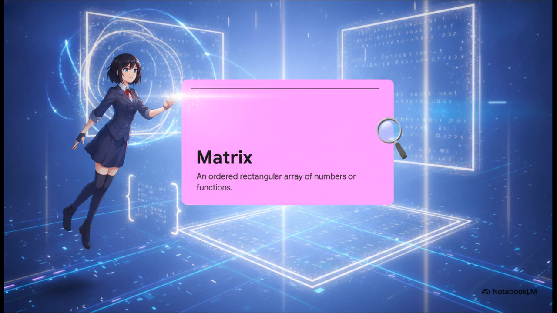Technically, it's defined as an ordered rectangular array of numbers or functions. But what does that actually mean for us? Well, we just take that inventory data, rip away all the text labels, and enclose the raw numbers in brackets. We keep the positions exactly the same. The first column is still notebooks, the first row is still Radha, but by stripping away the words, we are left with this beautifully clean grid of pure data that we can now easily manipulate mathematically.